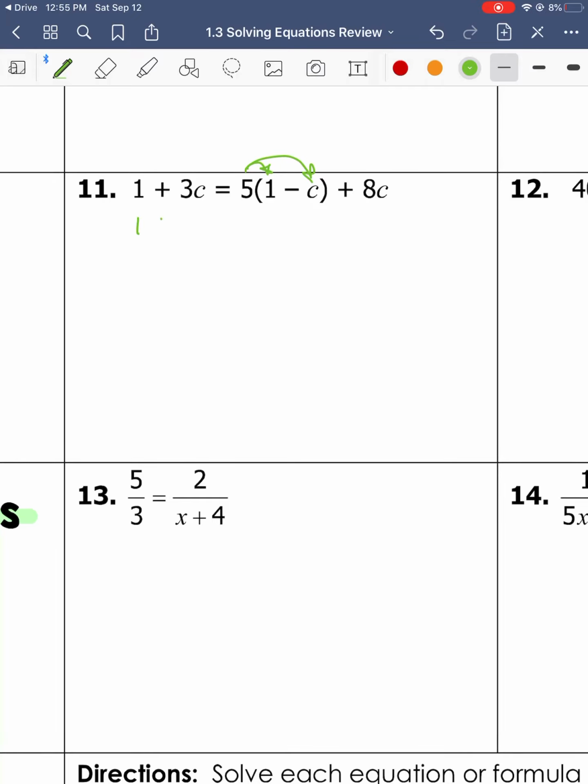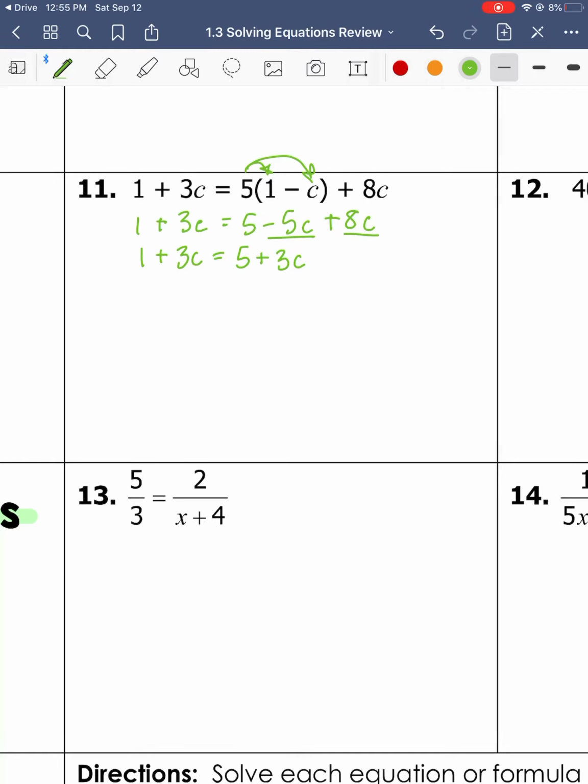So the left side stays the same. 1 plus 3c is equal to 5 minus 5c, and then we're just going to add 8c on the end. Let's simplify by combining like terms. So left side will stay the same. 5 will stay the same, and then we have a negative 5c and a positive 8c. So we're going to add those together. We're going to get plus 3c.